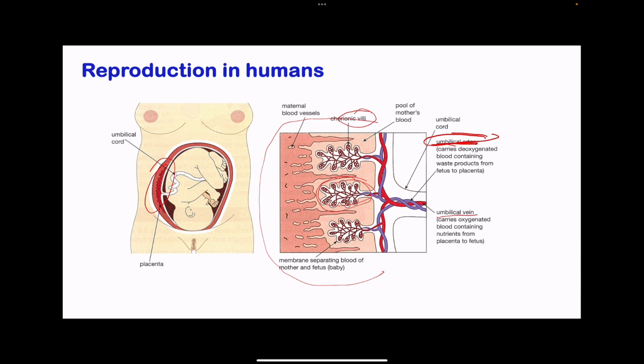So here we can see the placenta and the umbilical cord. The foldings we see here increase the surface area for the absorption of substances between the mother and the fetus.